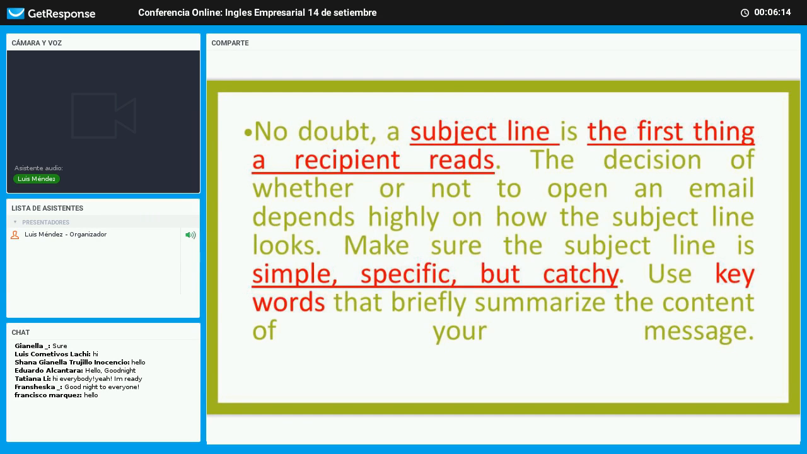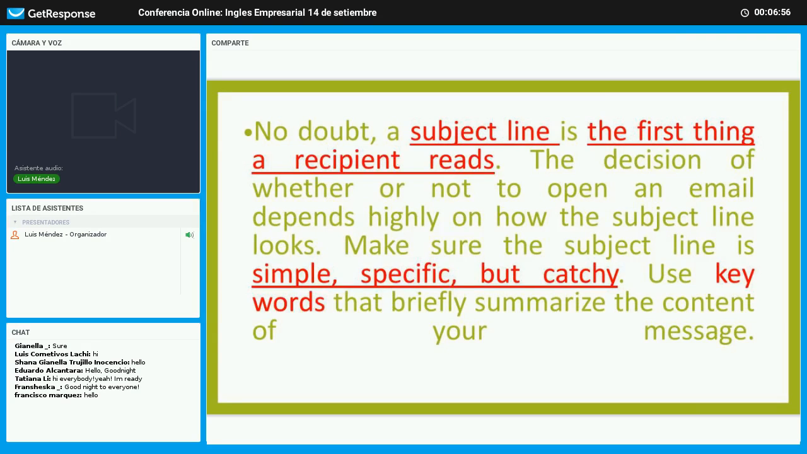I have some concepts here that I would like to read you so you can become a little more familiar. No doubt, a subject line is the first thing a recipient reads. The decision of whether or not to open an email depends highly on how the subject line looks. This is what experts say.